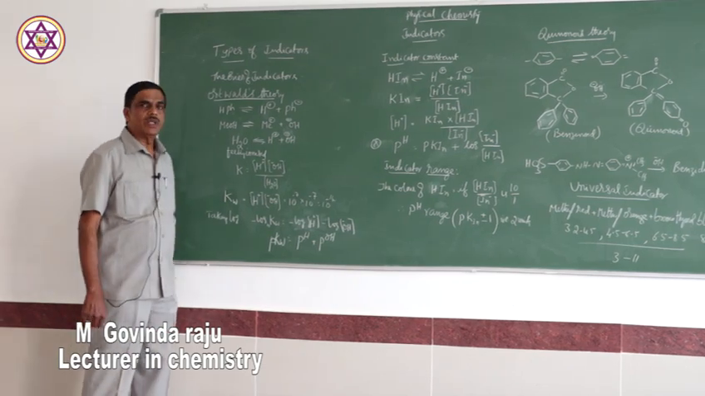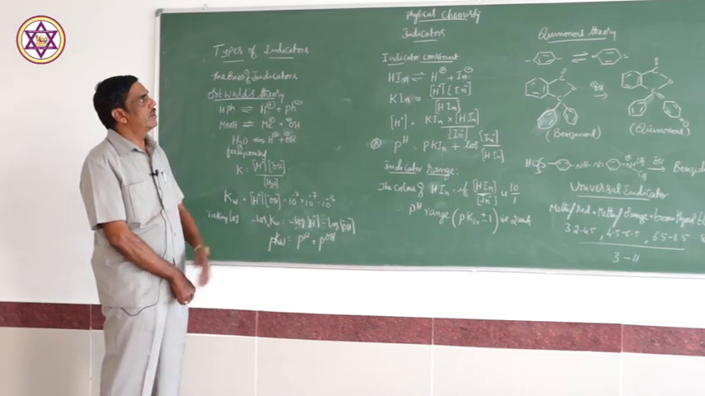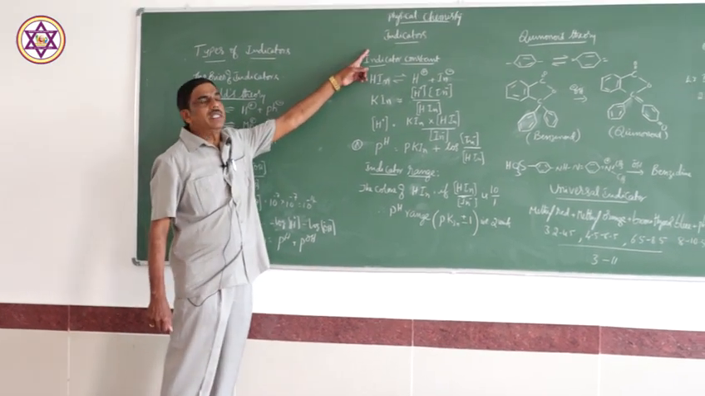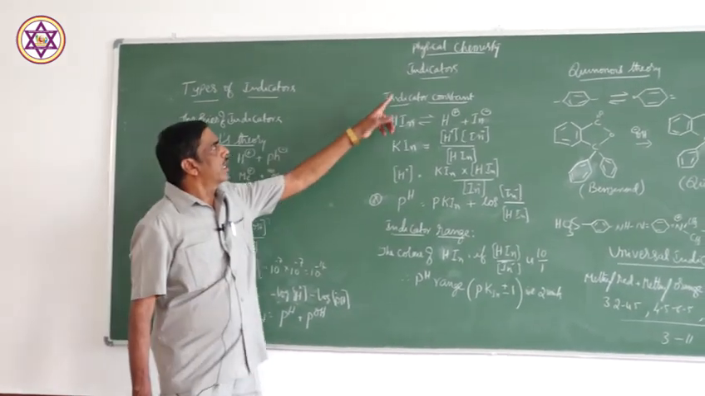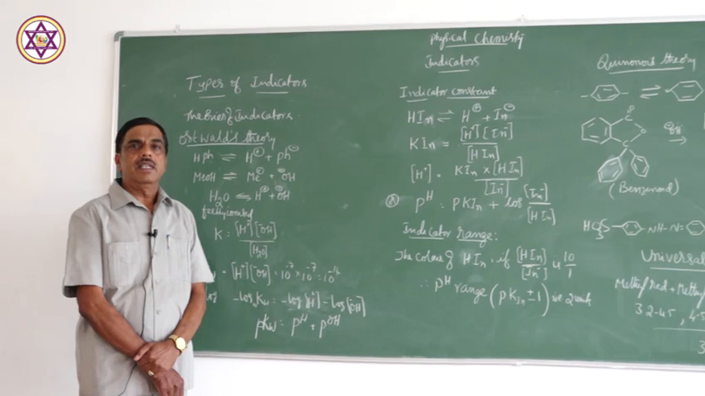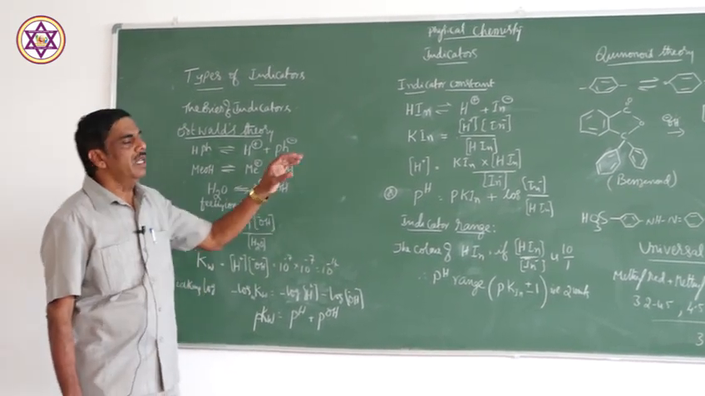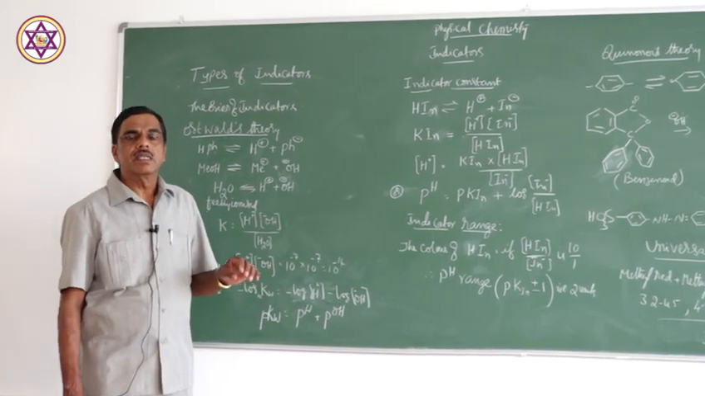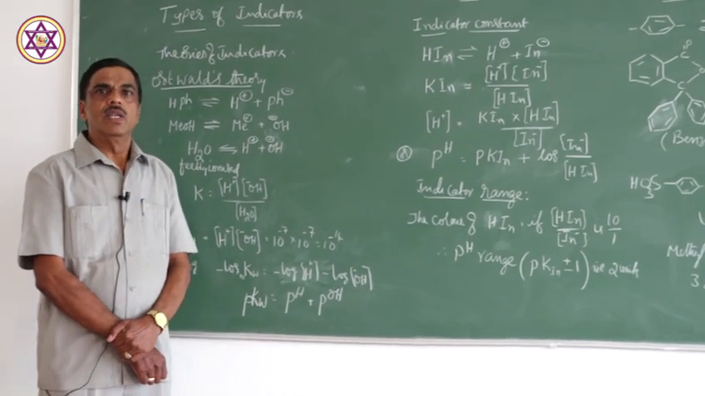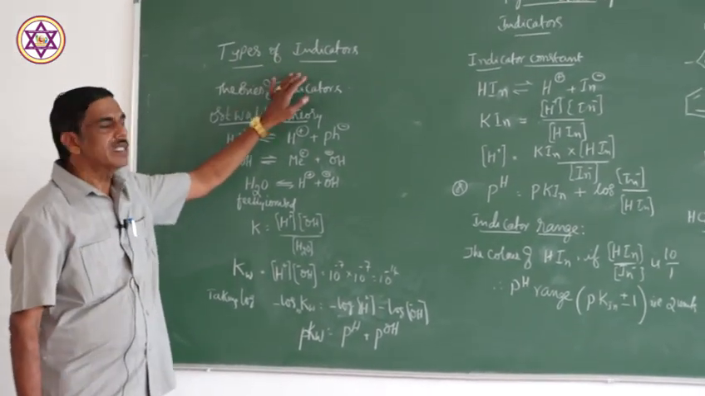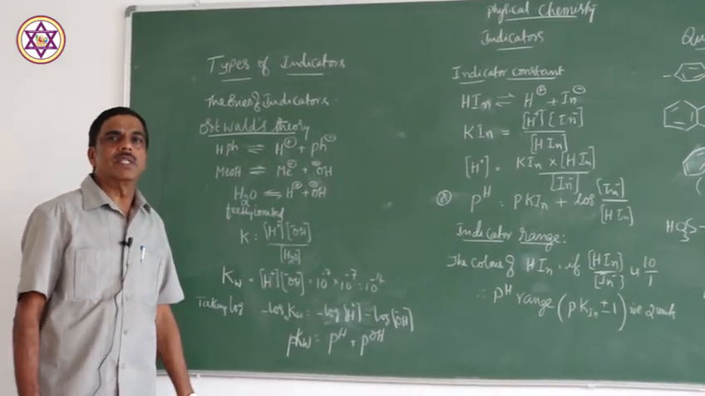Today we shall discuss the physical chemistry of first B.Sc. In that physical chemistry, we shall discuss in detail indicators. Indicators are organic substances. Generally, they show different colors at different conditions. Especially in case of acid-base titrations, these indicators show different color at different pH. So, we shall discuss today types of indicators, theories of indicators and pH titration curves mainly.